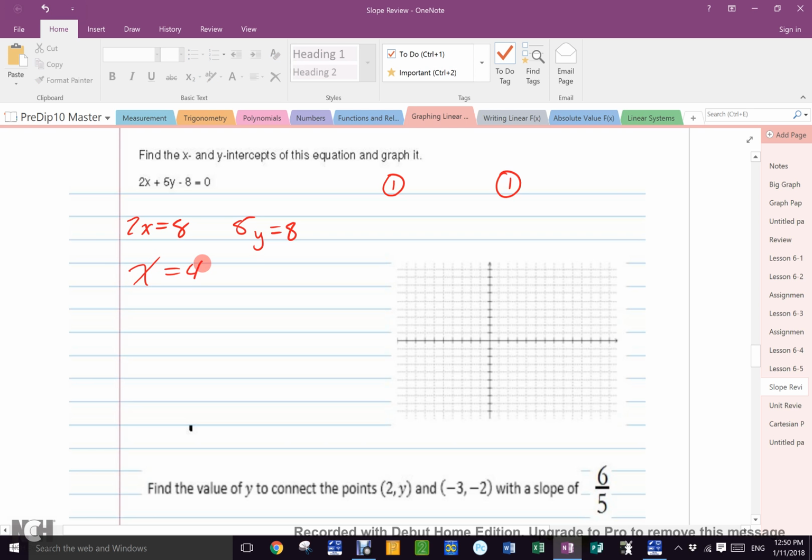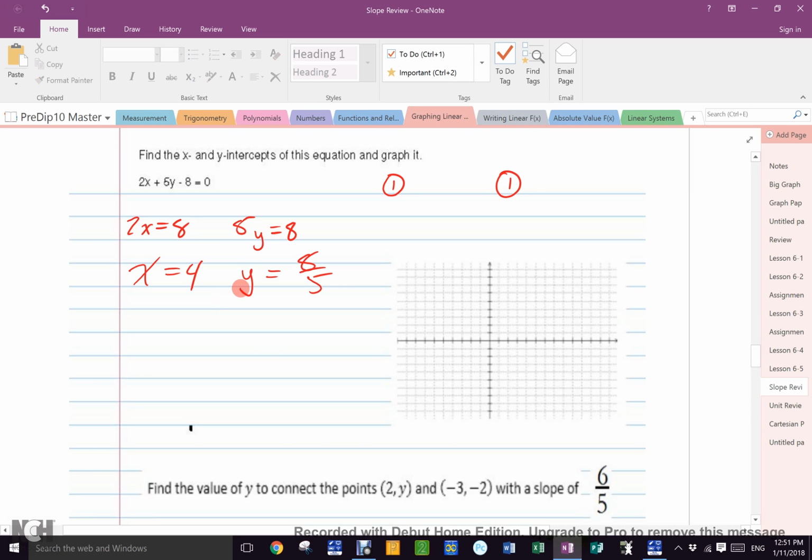X = 4 and y = 8/5. That gets you 1 mark. Does anybody need to know why? Yes. All right. 8/5. Sooner or later it'll show up. There it is.